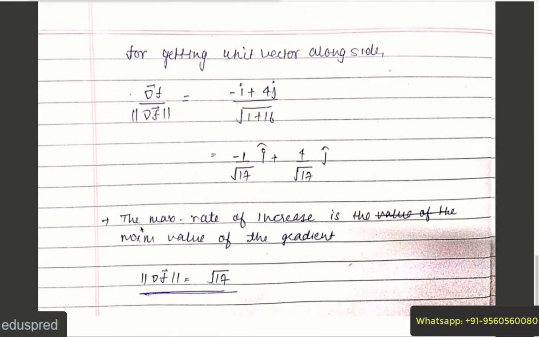And the question also asks us to find the maximum rate of increase, which is the norm of the gradient. So your vector was −i + 4j, and its norm will be the square root of (−1)² + 4², which is the square root of 1 + 16, which is √17. So the maximum rate of increase is the norm of the gradient, which is √17.